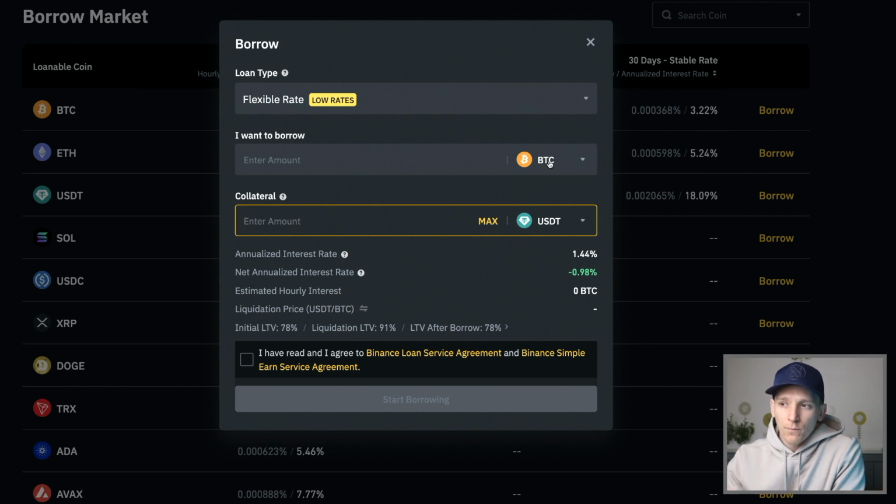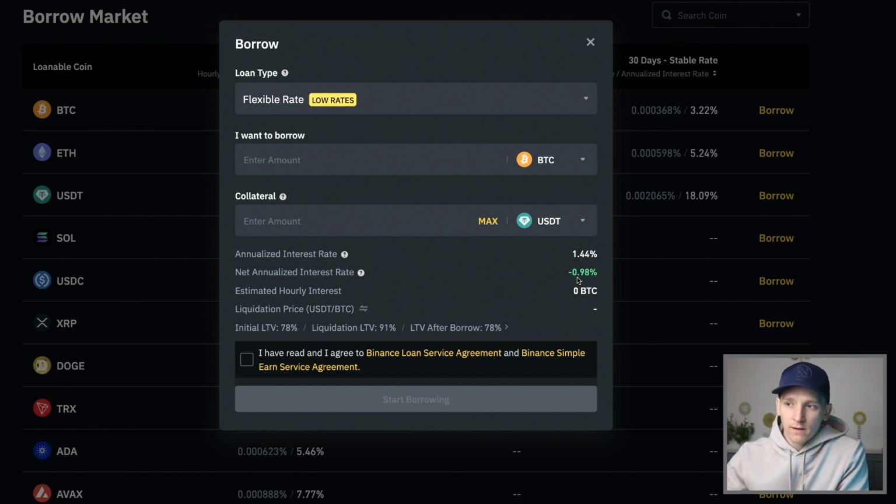So if you want to borrow Bitcoin and I'm putting US dollar Tether as collateral into Simple Earn, that's actually earning a decent interest rate, which is making the net interest rate that we're paying positive in this case. So we're actually getting paid to use Tether as collateral to borrow Bitcoin. Now, all of these rates are flexible, so that can go positive and negative, but you can see that there is an interest rate coming off that.